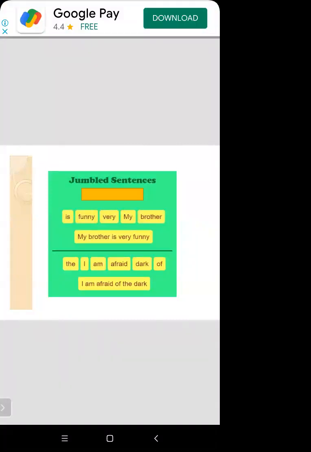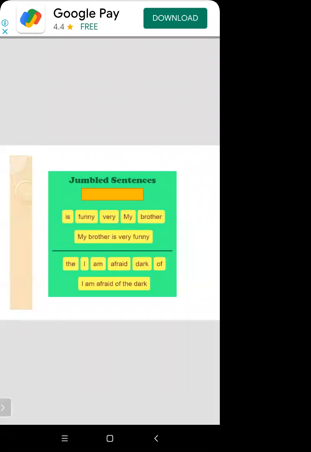Clear? Now, next one, let's start the exercise on jumbled sentences. Here you can see the words are not in a proper order, so you have to write them in a proper order. The first one given is: funny, very, my brother. You have to put them in the correct order to make a sentence. So we write: my brother is very funny. After that you have to put a full stop, okay, because this is a simple or declarative sentence.